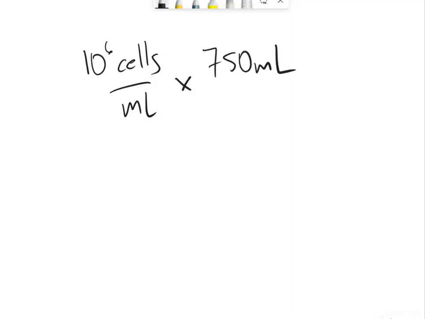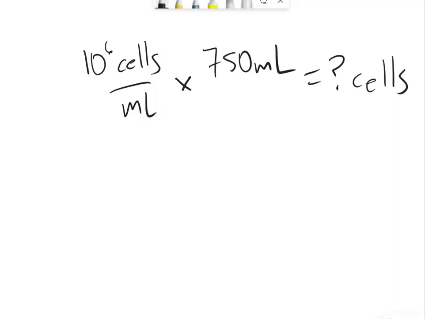Okay, let me show you how I would do this. The first thing I want to do is make sure I set up the math correctly, and to check that, I look at the units. So I have it set up as 10 to the 6th cells per milliliter times 750 milliliters. And the question I asked was how many cells can hide in a water bottle with a volume of 750 milliliters. So the answer should be some number in units of cells.